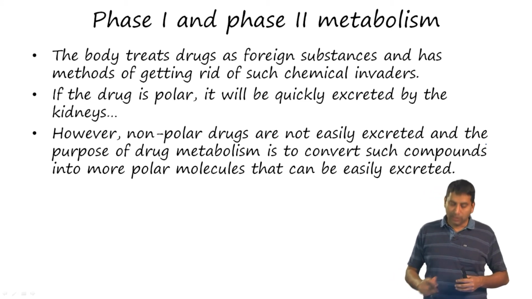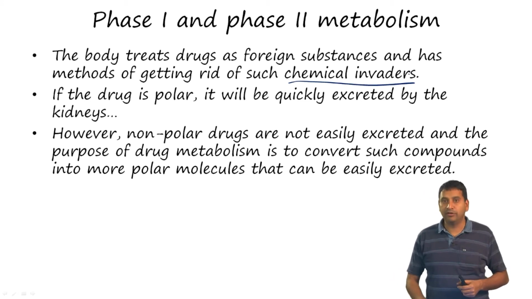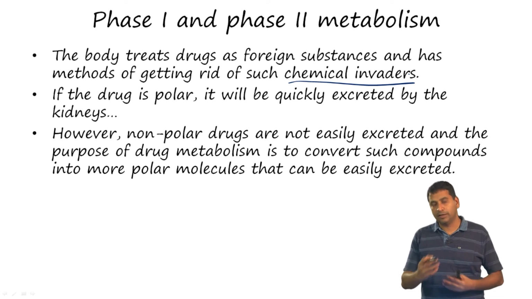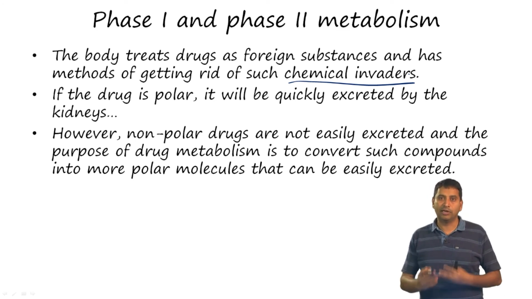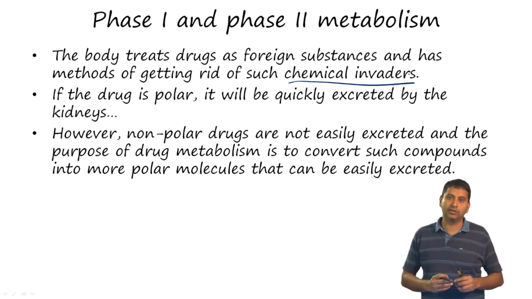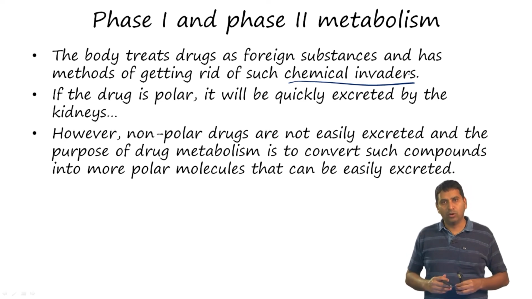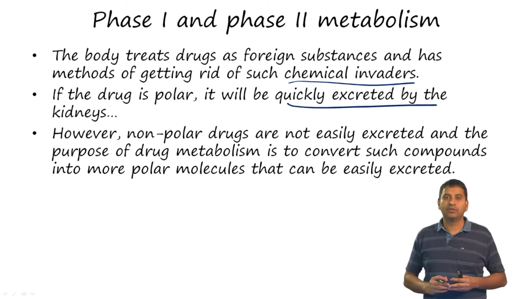So, these are considered as chemical invaders, and so the metabolism takes care of these chemical invaders. Now, if the drug is very polar, let us say it is water soluble, then it is quickly excreted by the kidney. So, that is one of the things that happens. One of the mechanisms by which the drug is excreted is through the kidney if it is highly polar.